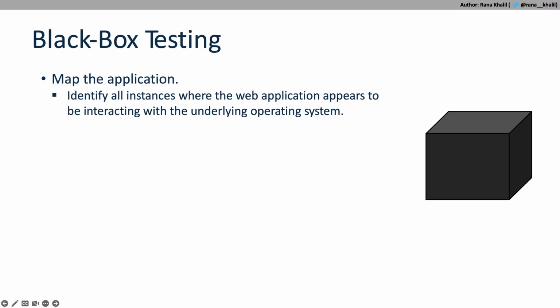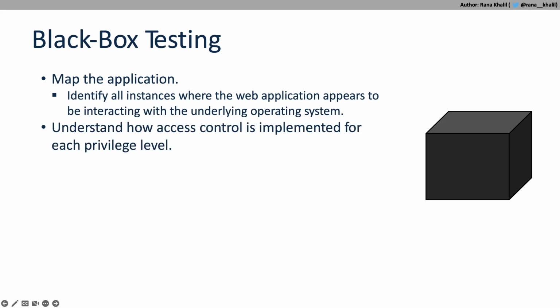Now, I would personally argue that this is probably the most important step when it comes to testing an application. Before you start poking parameters, you really need to understand how access control is implemented in the application, because that'll really pay off in the future when you're testing for access control vulnerabilities. And you want to do that for each privilege level.